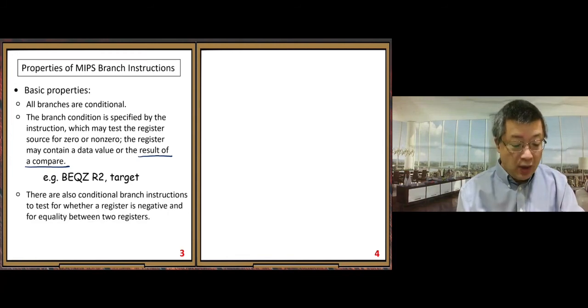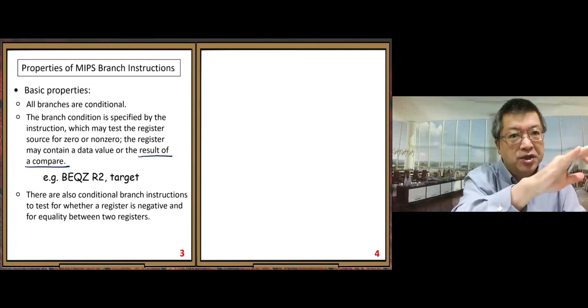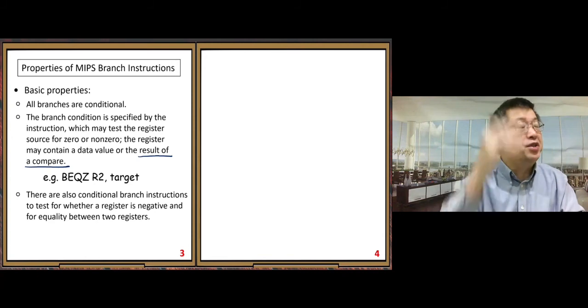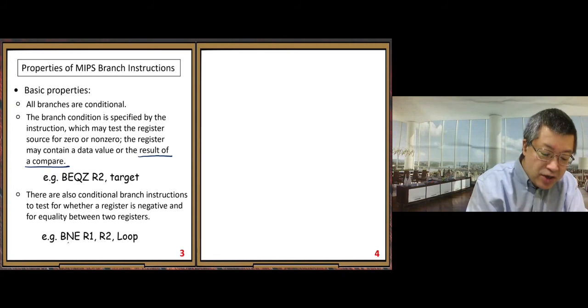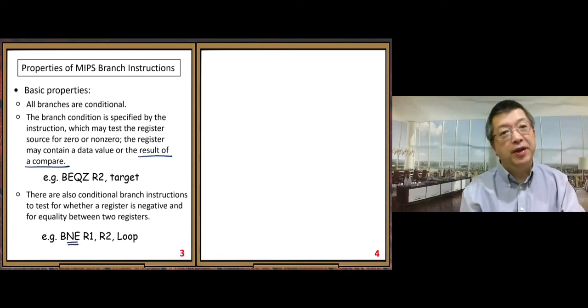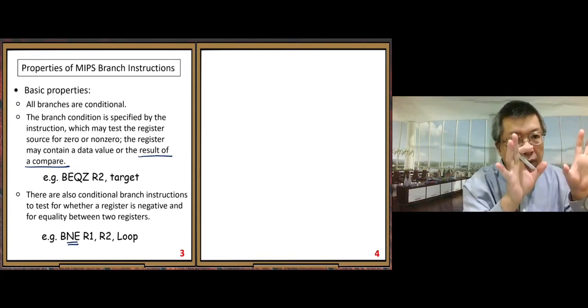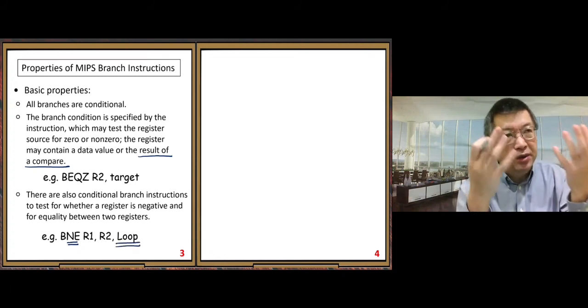All right. So another one, there are also conditional branch instructions to test for whether a register is negative and for equality between two registers. So this is another version. BNE. So here, in this example, not equal. R1, R2, if their values are not equal, then we jump to the location specified by this loop.